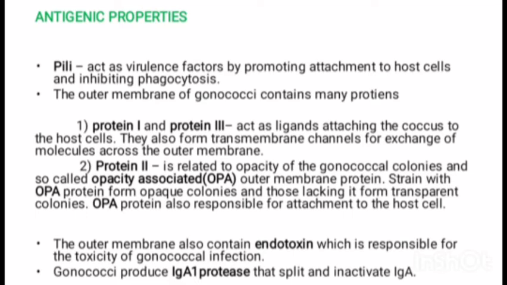Gonococci consist of three types of outer membrane protein as antigenic structure. They are named protein 1, protein 2 and protein 3. Among them, protein 1 and 3 act as ligands or receptors for attaching the coccus to the host cell, and also form transmembrane channels known as porins for the exchange of molecules across the outer membrane. So types 1 and 3 act as receptors for attachment to the host cell as well as channels for the exchange of molecules across the outer membrane.